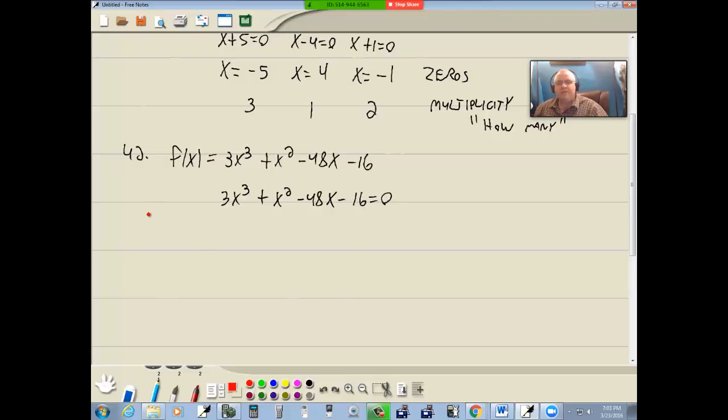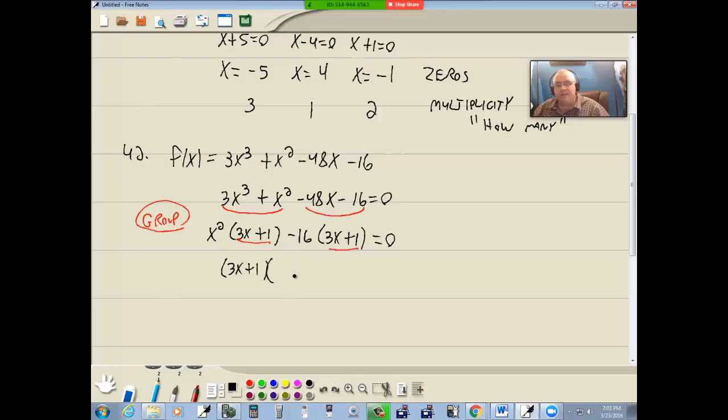Well, this will factor, and this will factor by grouping. The reason why I say grouping is because we got 4 terms. So we group the first 2 terms together, and group the last 2 terms together. First 2 terms have an x squared in common, and that leaves us 3x plus 1. The second group has a negative 16 in common. They're both divisible by 16. And remember, if your first term is negative, you always factor out a negative. And that gives us 3x plus 1. Now our goal with grouping was to get this parentheses the same as this parentheses. So I'll factor out a 3x plus 1. And that leaves us x squared minus 16.